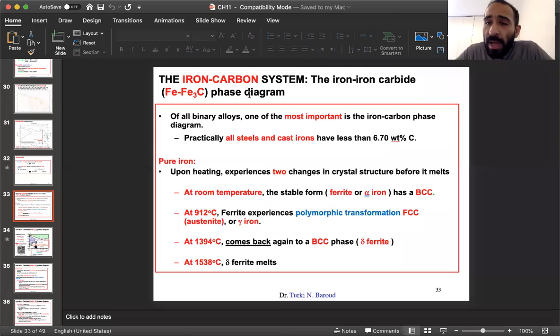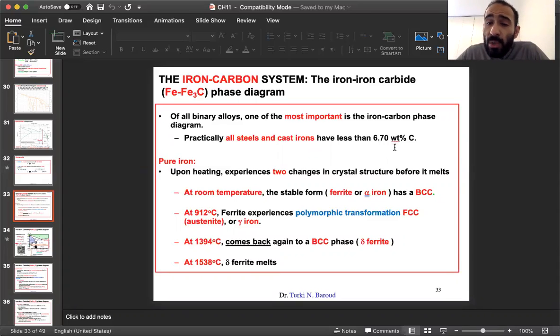Now, iron-iron carbide, of all binary alloys, is one of the most important phase diagrams, the iron-carbon phase diagram. So we have iron, and you start to introduce carbon to the iron, and interestingly enough, for most practical applications you need a very small amount of carbon. This is why practically all steels and cast irons have less than 6.7 weight percent carbon.